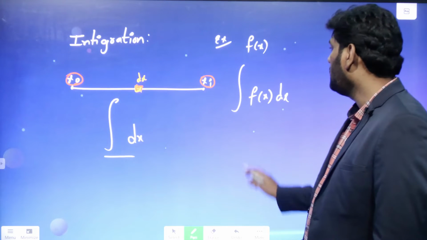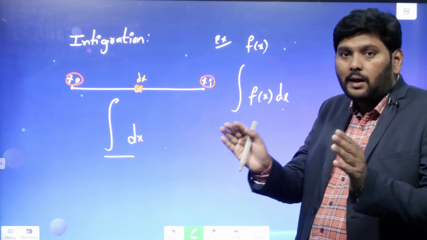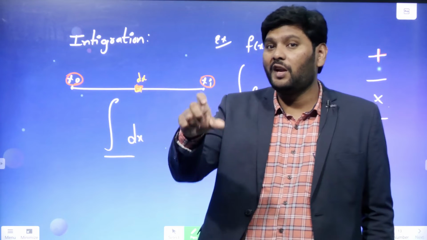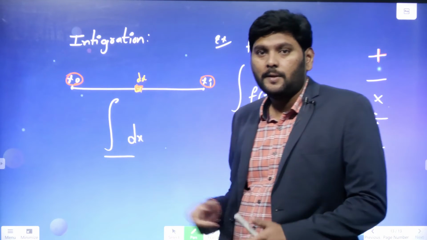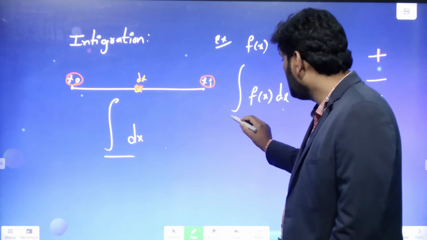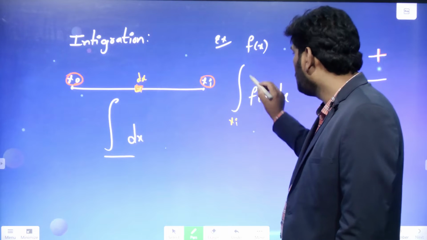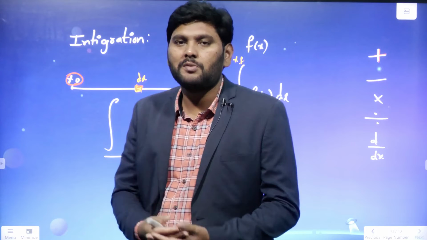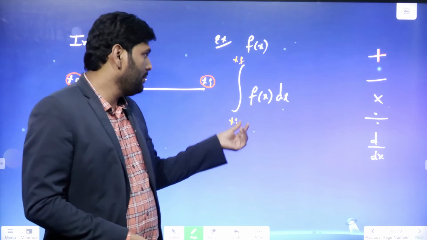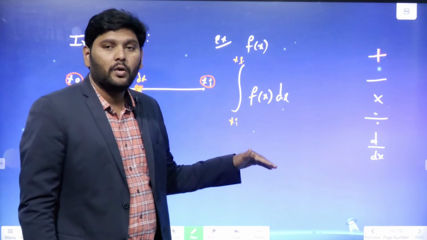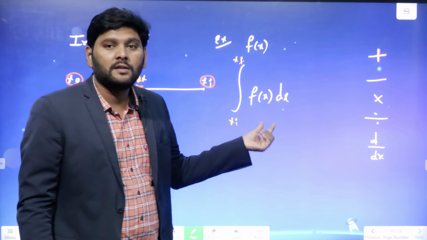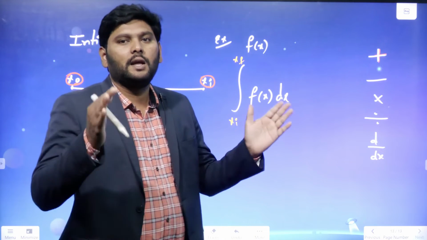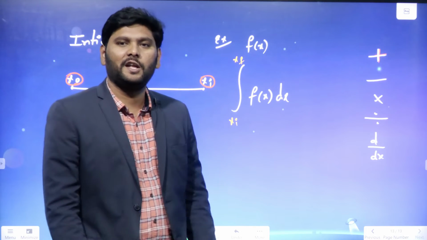That is the symbol for what? Integration. But you are adding the small elements, right? Integration is nothing but adding the small elements between the limits, from initial limit to final limit. This is called the lower limit, this is called the upper limit. From lower limit to upper limit, if you add the infinitesimally small values, you will get a big value. The process is called integration.